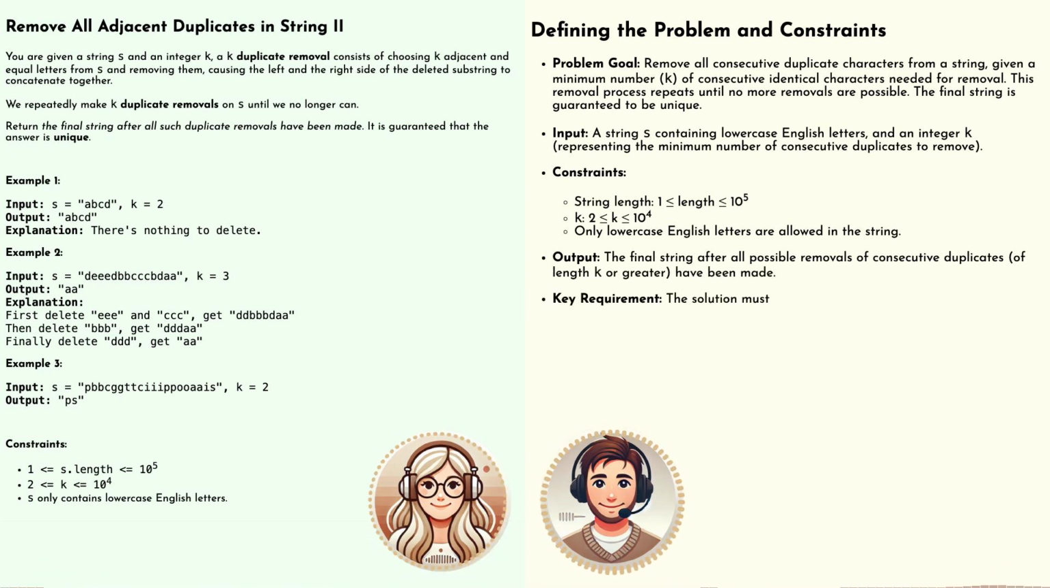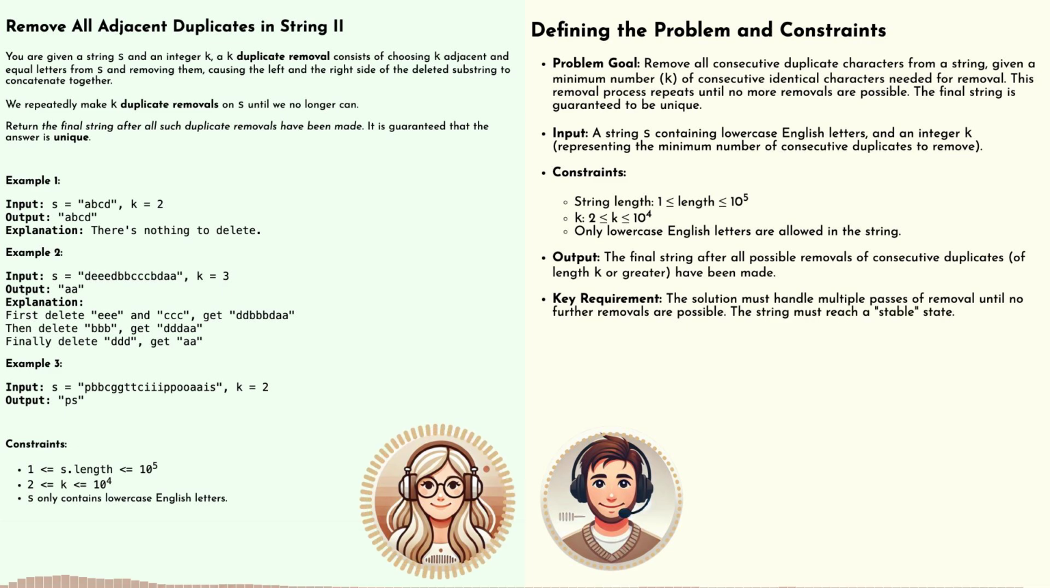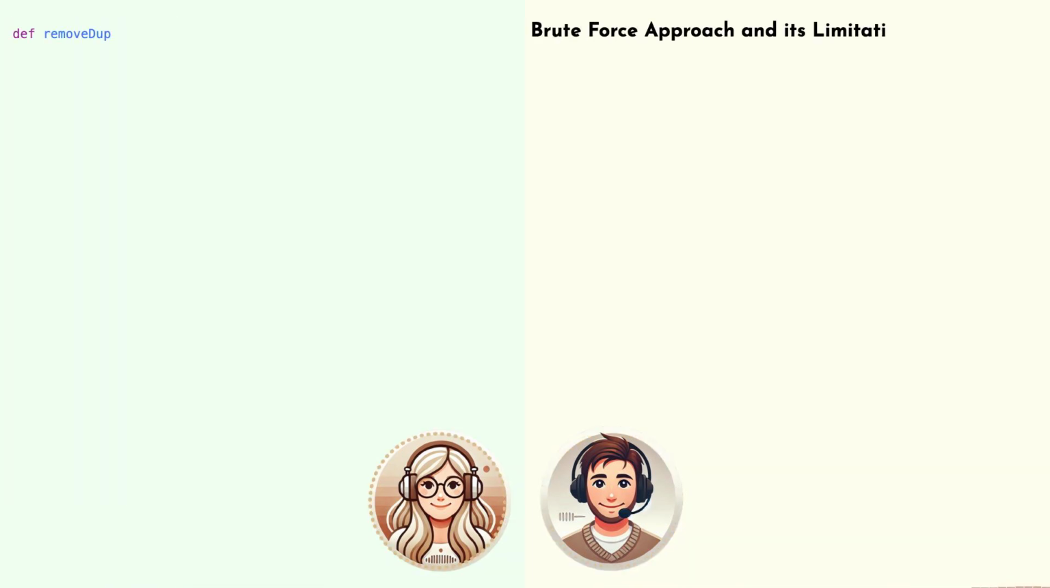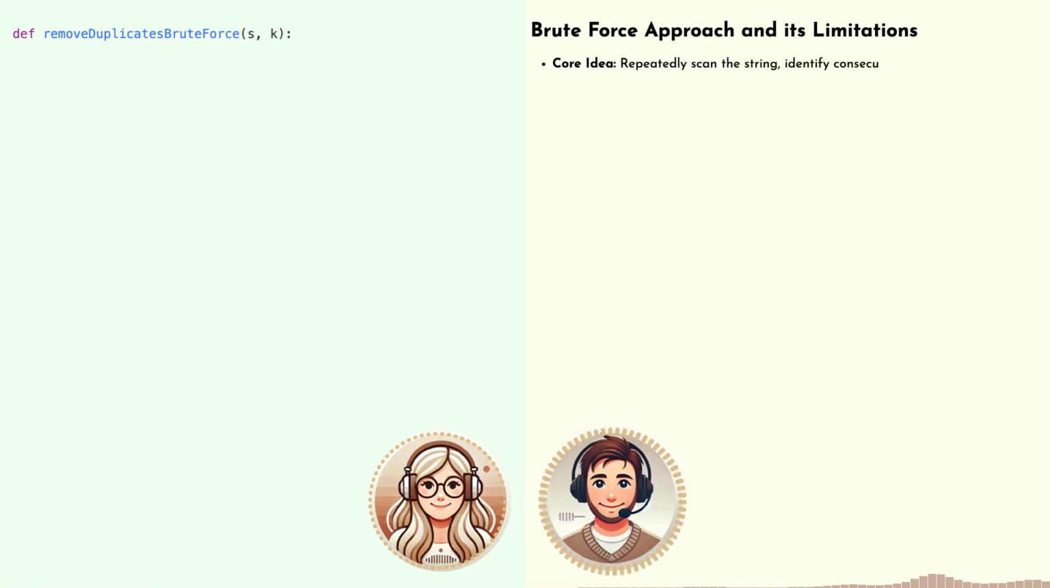Exactly. And there are some constraints too. Oh, right, like what? The string only contains lowercase English letters, and the length of the string and the value of k are going to be within a certain range. But even with these constraints, there are still many ways to solve this. Okay, makes sense. So where do we even begin with a problem like this?